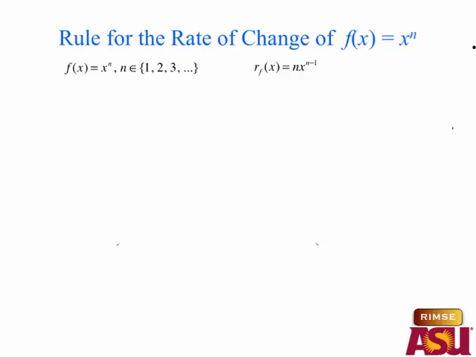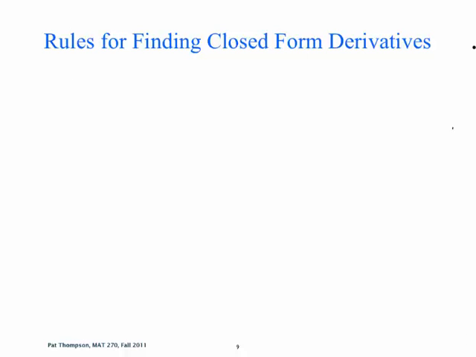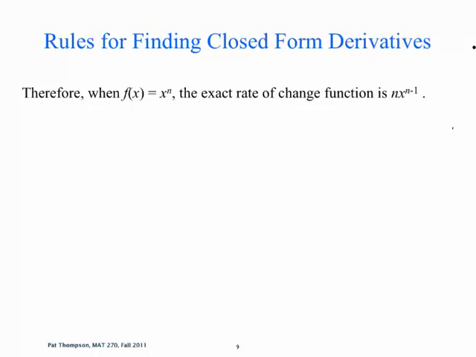Can we say it's 7 times? Yeah, keep practicing the rate of change of x, though. But yes. So this is our first rule, and it's probably the most common one you're going to see. When f of x is x to the n, the exact rate of change function is n x to the n minus 1. Some real quick examples.